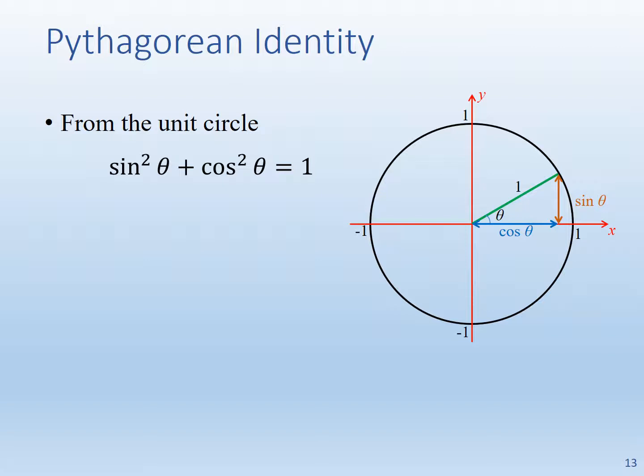We have what's known as the Pythagorean identity. Looking at that in the unit circle, we know that the hypotenuse is 1, and so if we square both the side lengths of that right angle triangle and add them up, we have sine squared plus cosine squared will give us 1 squared.